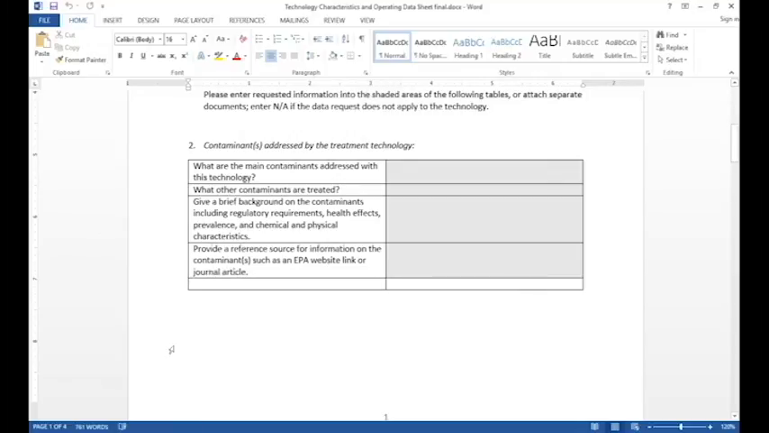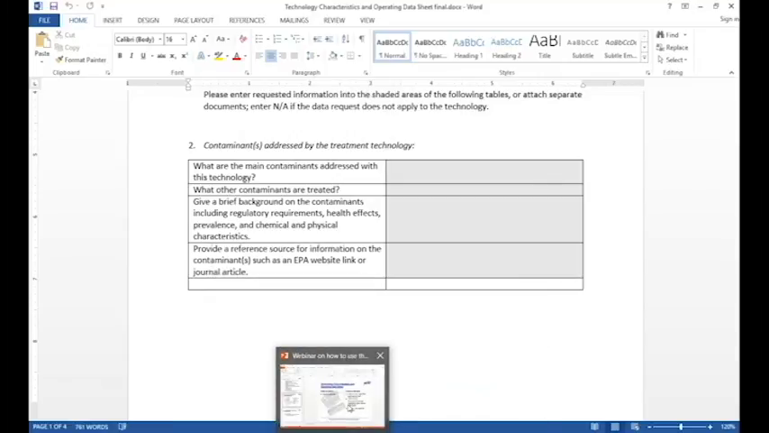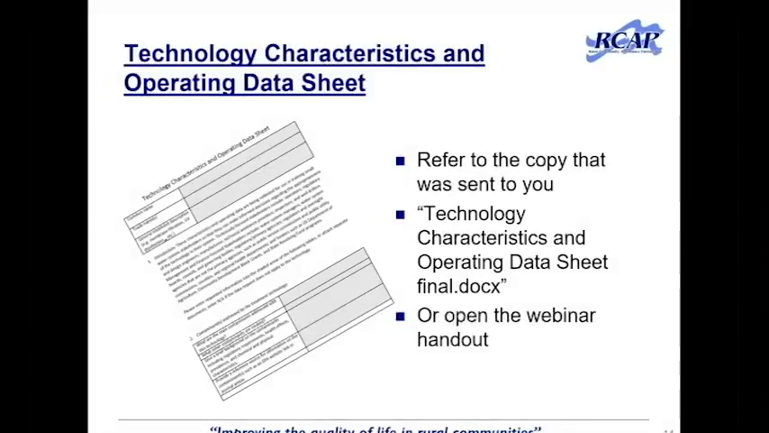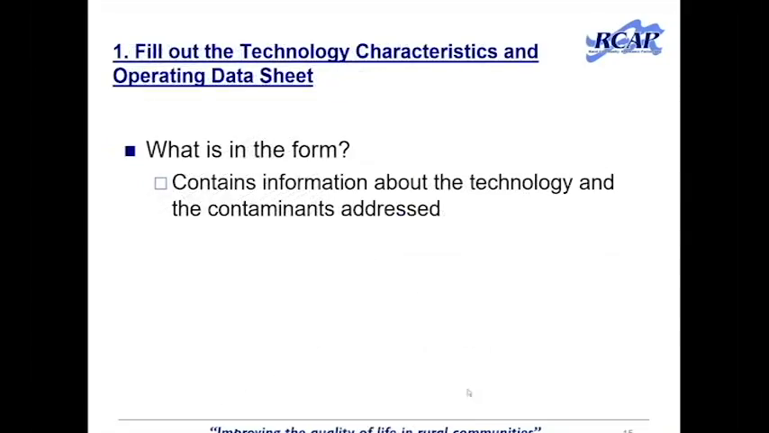And actually, let me go back to the slides and catch my breath here real quickly. And while you're looking at that, the document that you've got open, so the stuff on the form, it's got information about the technology and the contaminants that are addressed as you flip through there.